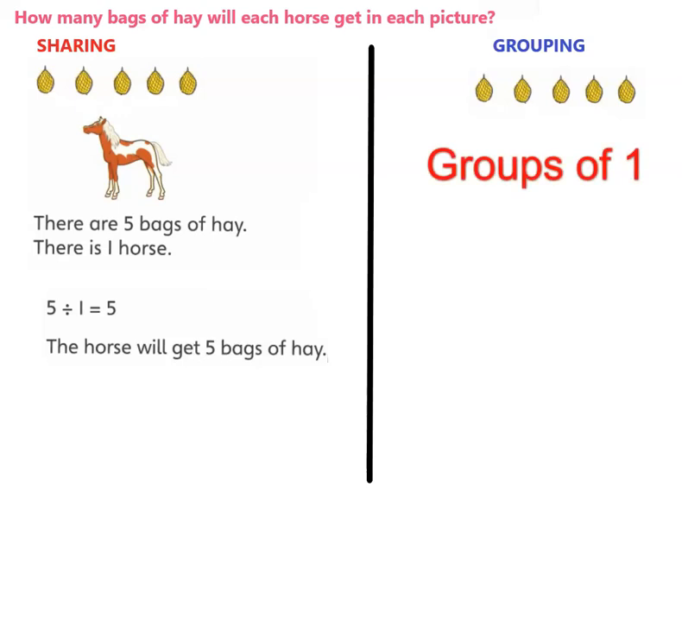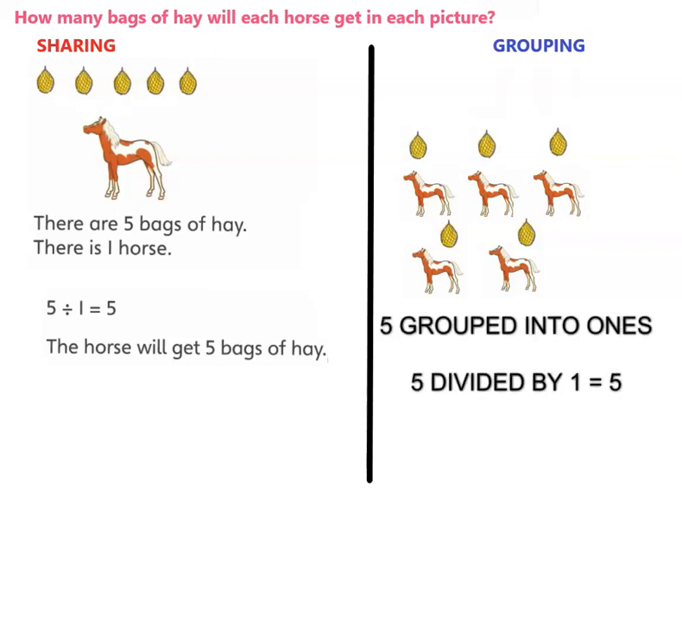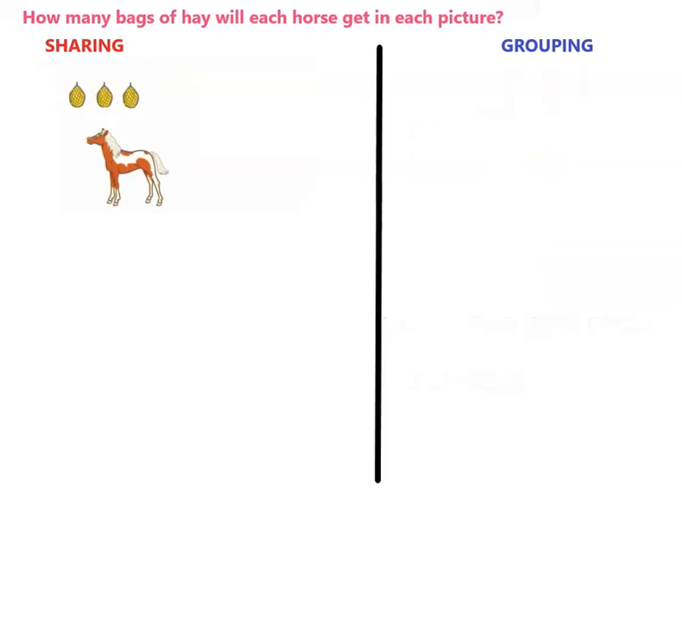So we are going to make groups of 1. How many horses will we need for our 5 objects? We need 1 horse for one object, 2 horses, 3, 4, and 5. For each of the objects, 5 divided by 1, so 5 grouped into 1s, is equal to 5. How about 3 divided by 1?